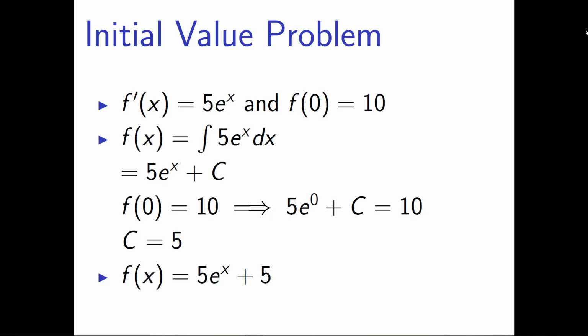So in fact, we get that the solution now, rather than the family of solutions, is f of x equals 5 e to the x plus 5. And that's about it.